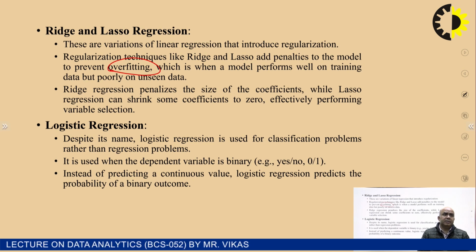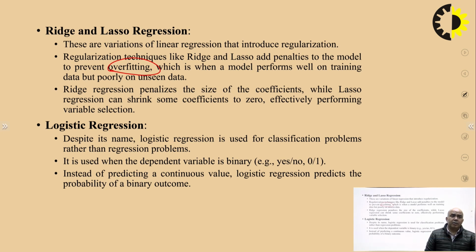So ridge and lasso regression try to prevent that overfitting. Ridge regression penalizes the size of the coefficients, while lasso regression can shrink some coefficients to 0, effectively performing variable selection.